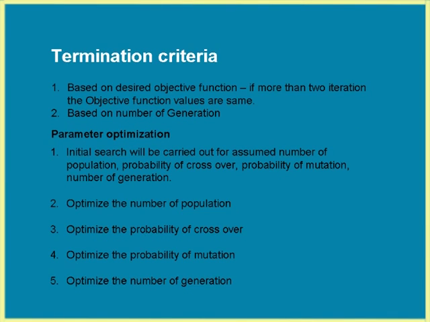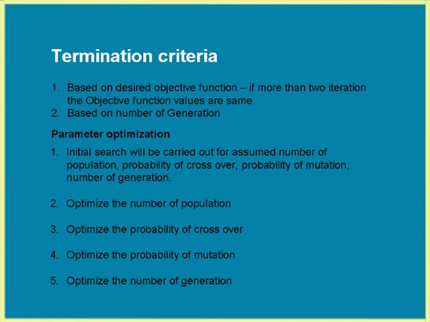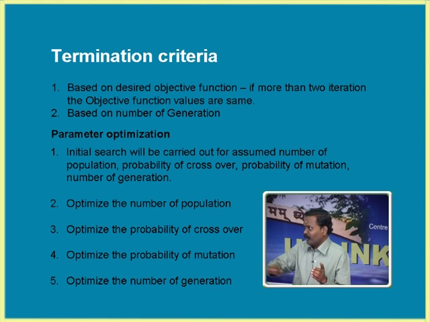Another important thing we have to do in genetic algorithm is parameter optimization. You have to start with an initial population depending upon the assumed length, assumed population, all these things. How will you know that the assumed population is sufficient? Then you have to do a sensitivity analysis. Keep everything constant, that is probability of crossover, probability of mutation, everything initial, then increase the number of population and see how your objective function values increase. After some time, it will become constant. Then that is the optimal number of population you have to use.